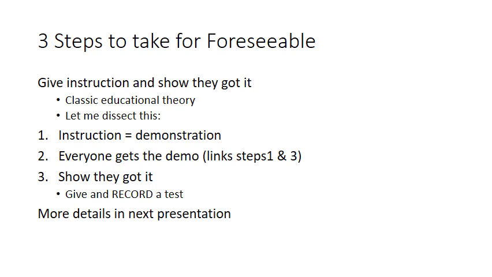Okay, there are three steps to deal with foreseeable accidents, assuming that you have identified what's foreseeable, and that's pretty easy to do. I'll get a little more detail on that later. But basically, it's classic educational theory. You give instruction, you make sure that they got the instruction, and you keep the records of it. I'm going to go into some easy ways to do that in the next presentation.